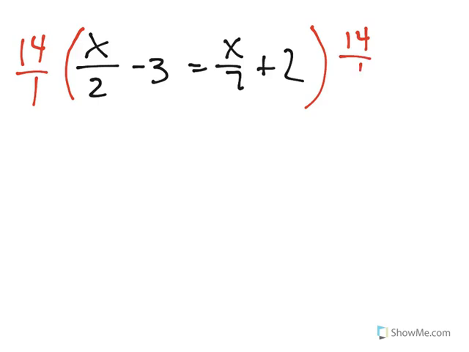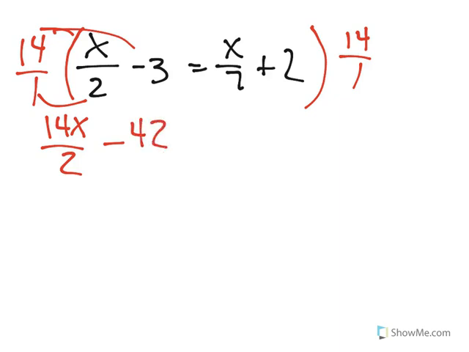And again, we need to make sure we don't forget any of these 4 terms. So when I do it here, I get 14x divided by 2. When I do it here, I get negative 42. When I do it here, I get 14x divided by 7. And when I do it here, I get 28.